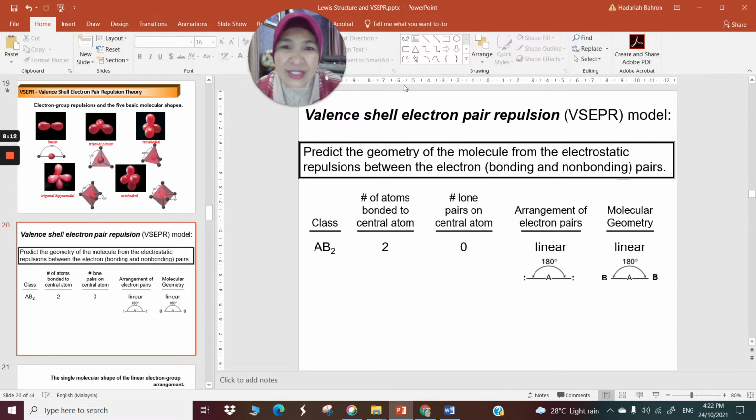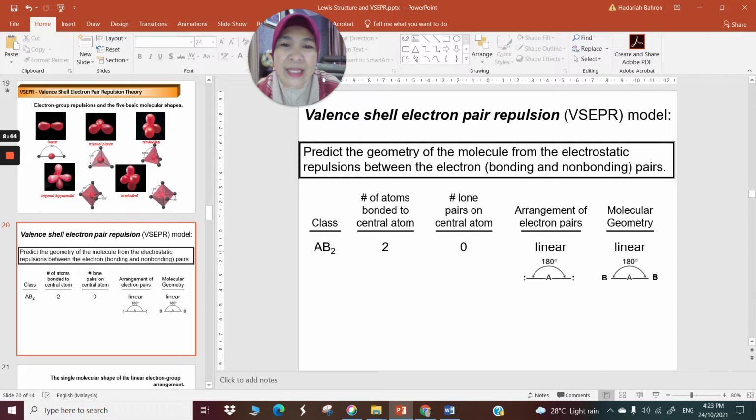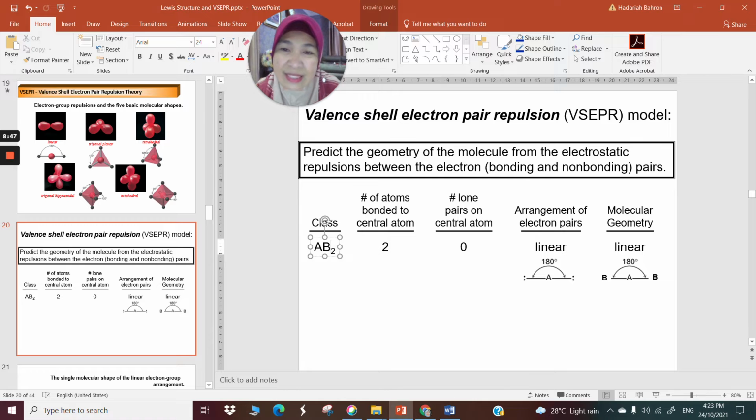Now, the valence shell electron pair repulsion, VSEPR, model predicts the geometry of the molecule from the electrostatic repulsion between the electron pairs, meaning the bonding and the non-bonding electron pairs. Okay, if this is a table, this is the first column, second, third, fourth, and fifth. You have 5 columns. So the first type of molecule that we're going to talk about is AB2, not AB3, AB2. A is the central atom, and B is the atoms on the left and on the right.